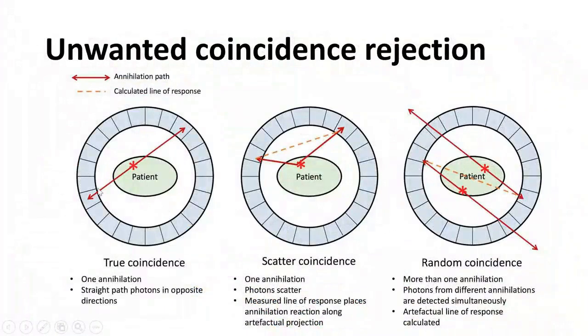This is a true coincidence for me. In the case where this photon is received by this detector, the second photon was supposed to go to the opposite detector, but it had an interaction here and became scattered, reaching the detector. So, the line of response that the machine will calculate becomes a dashed line. Consequently, when I try to localize the annihilation location, it will be in the wrong place. I call this scatter coincidence.